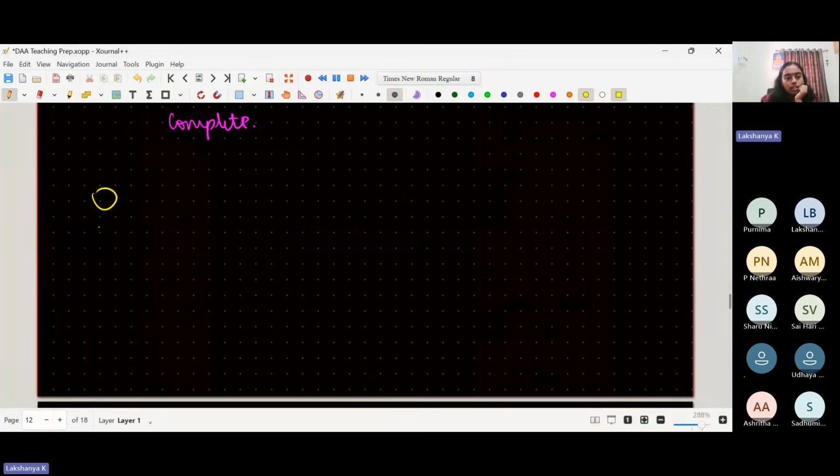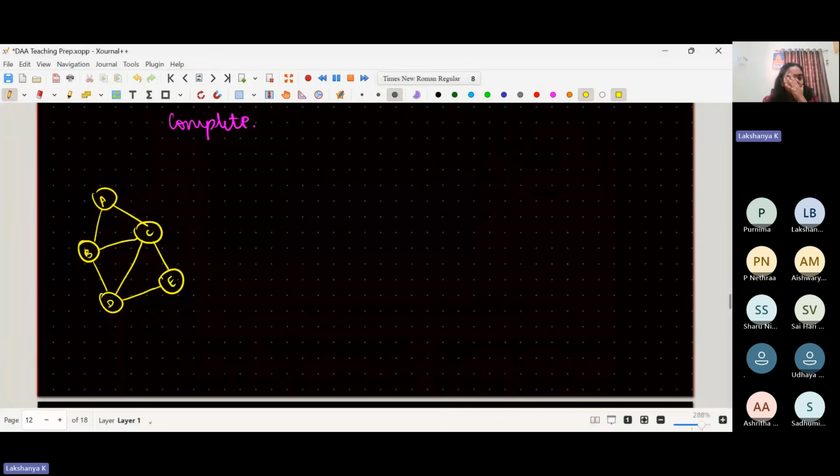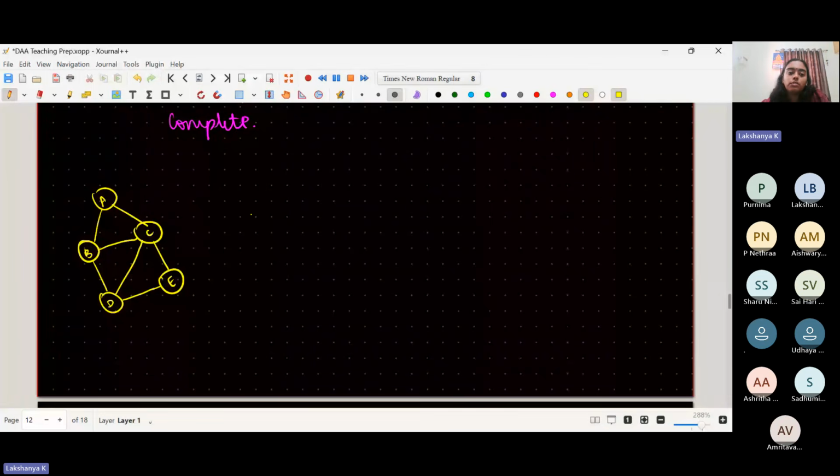So let's take an example graph. Call the vertices A, B, C, D, and E, for instance. So let us say my graph looks something like this. Can someone give me a subset of vertices for this graph which forms a clique? It does not have to be maximal, minimal, anything, just a subset which forms a clique.